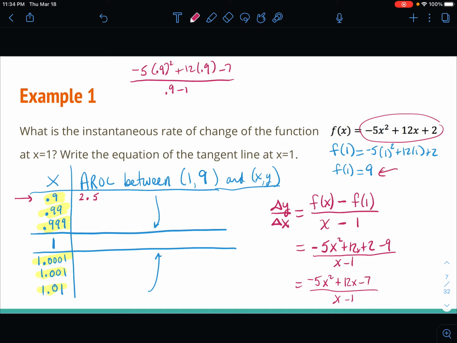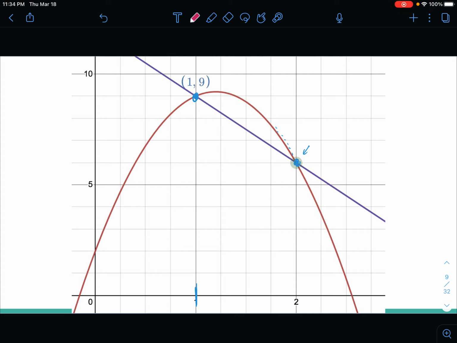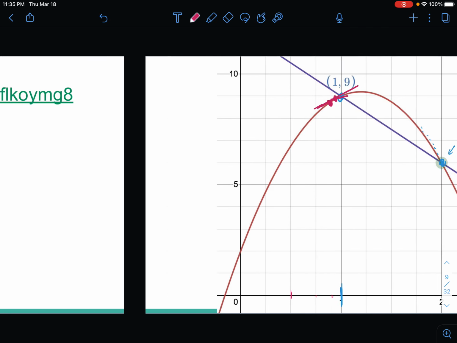Okay, so what I did, just to give you a visual of what is happening here, if I go back to my graph, I'm looking at 0.9. So I'm coming in from the left. This would be 0.5, 0.75, so somewhere pretty close. And what I just did is I found the slope of this secant line, which is 2.5. Okay, that's what we're looking at. And then we're going to get closer. Now, 0.99, that's going to be really close, and we're going to see what's the slope of that secant line. And then 0.999, we're going to be right on top of that point.